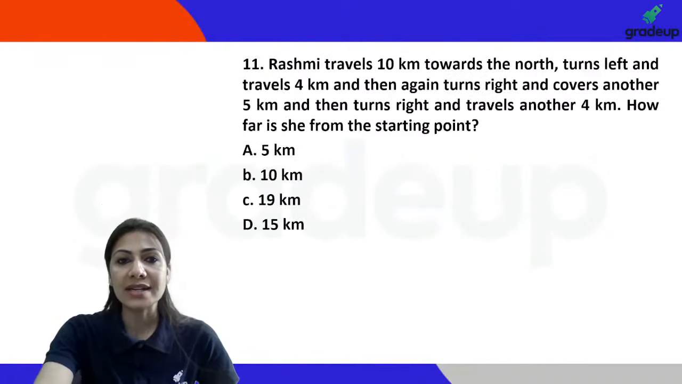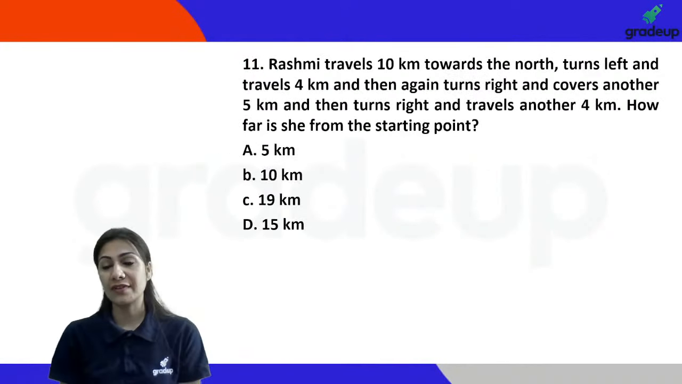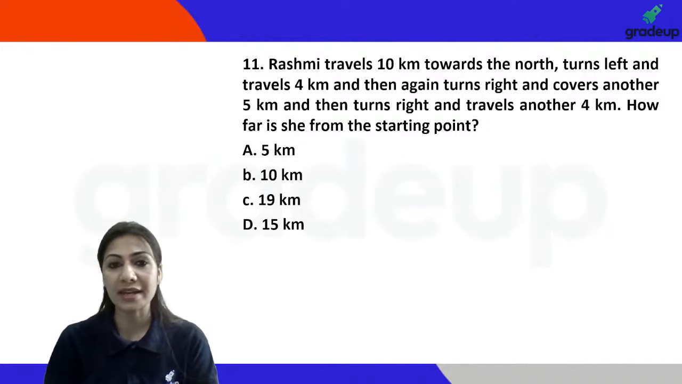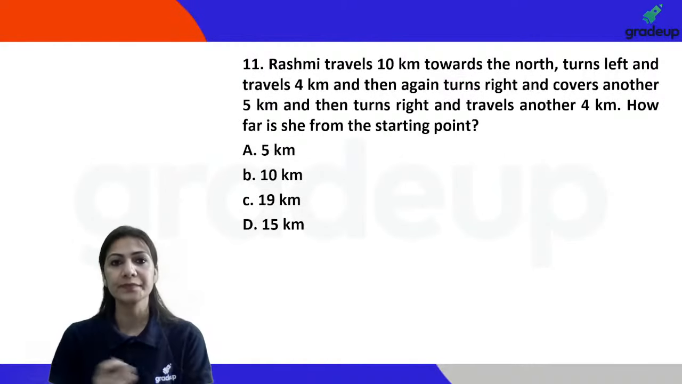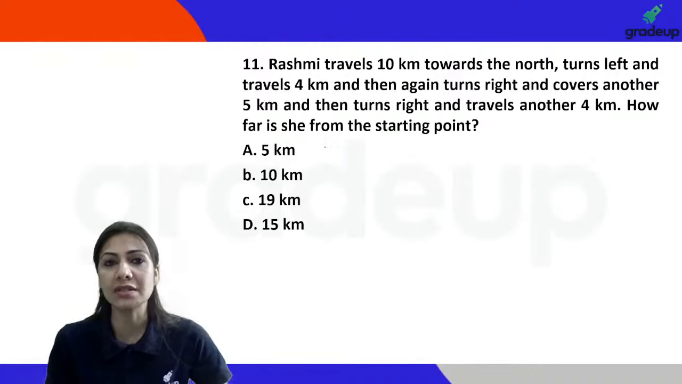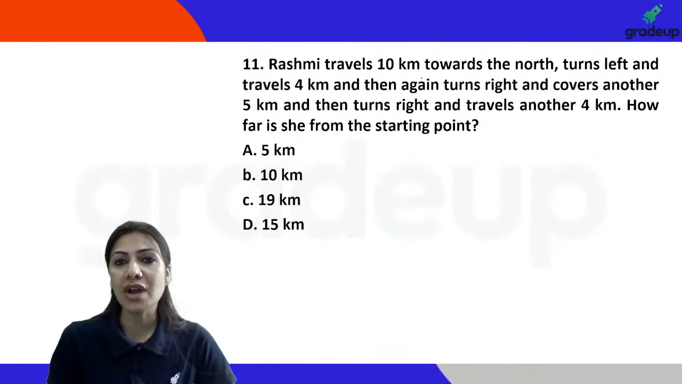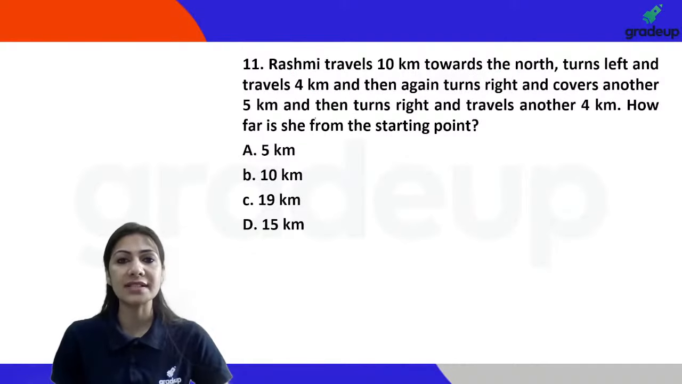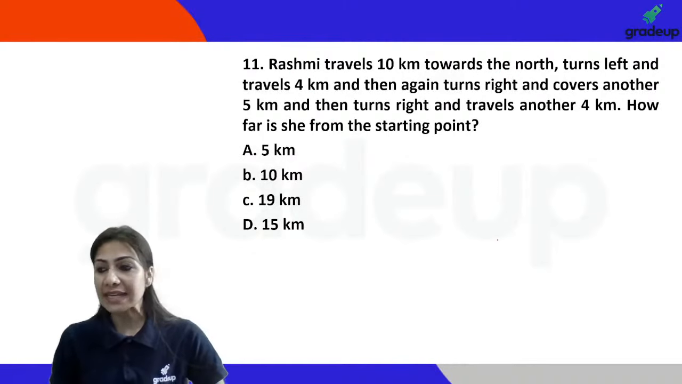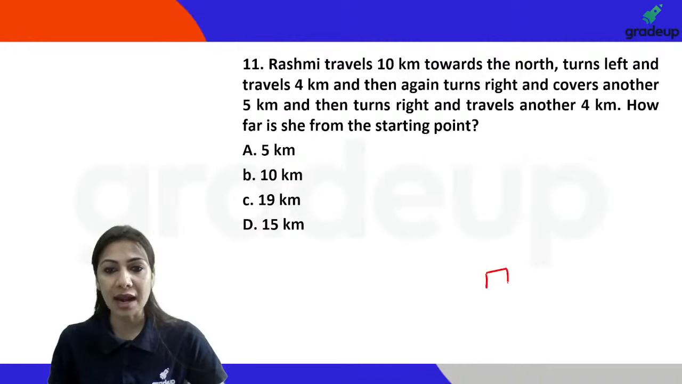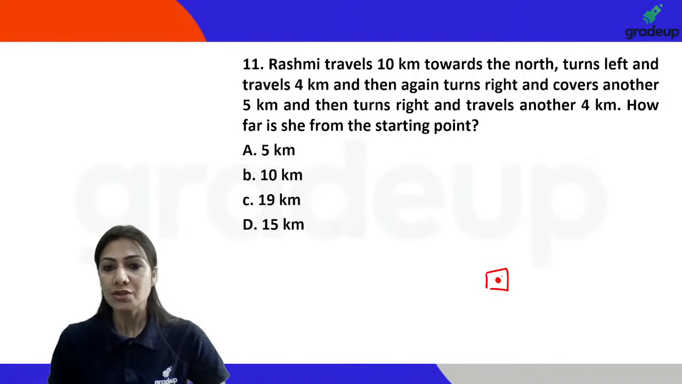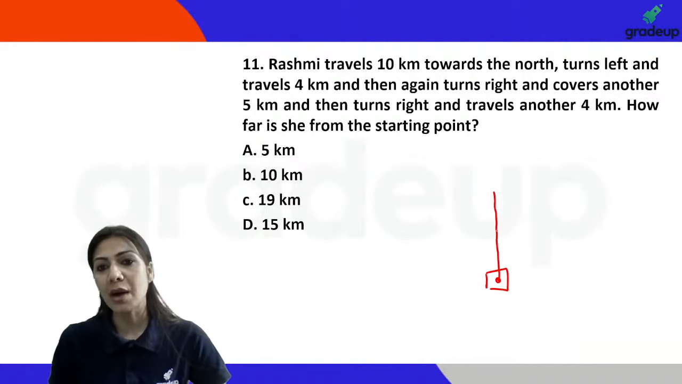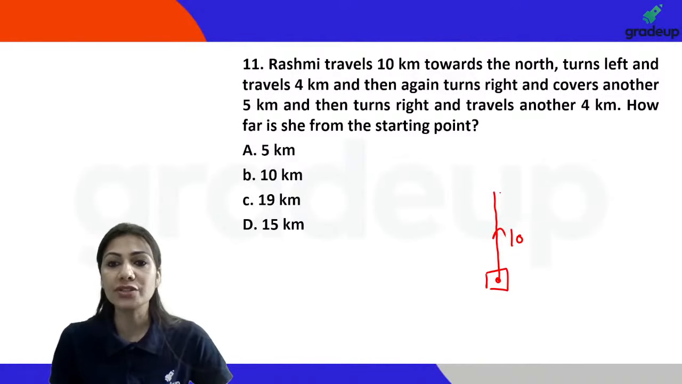Okay. Now let us check out the very next question. We have 3 questions from the same topic, direction and distance. So here we have another question. It says, Rashmi travels 10 km towards north and then turns left and travels 4 km. So let's initiate, students. Let's say this is the starting point. Travels 10 km in upward direction because it says towards north. Now the person is somewhere here.